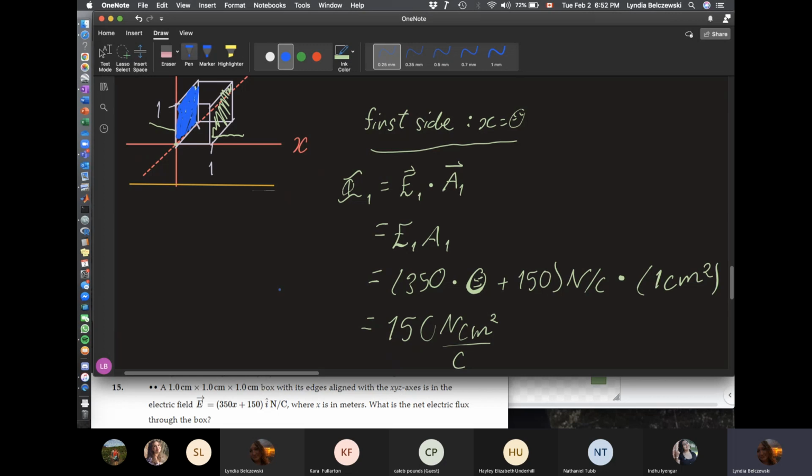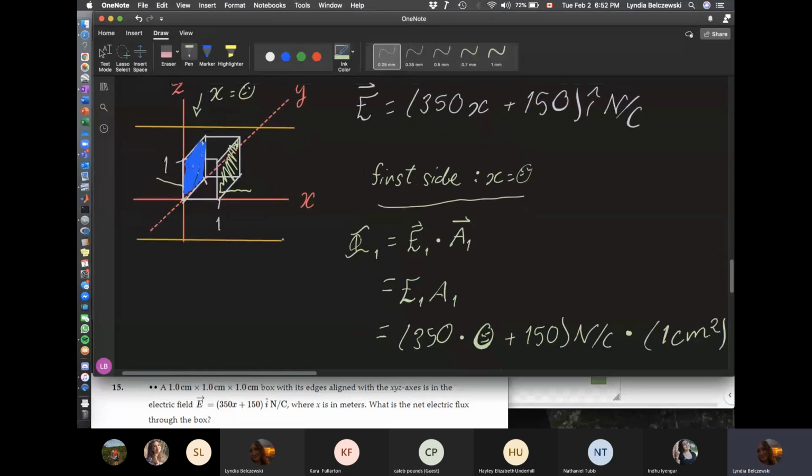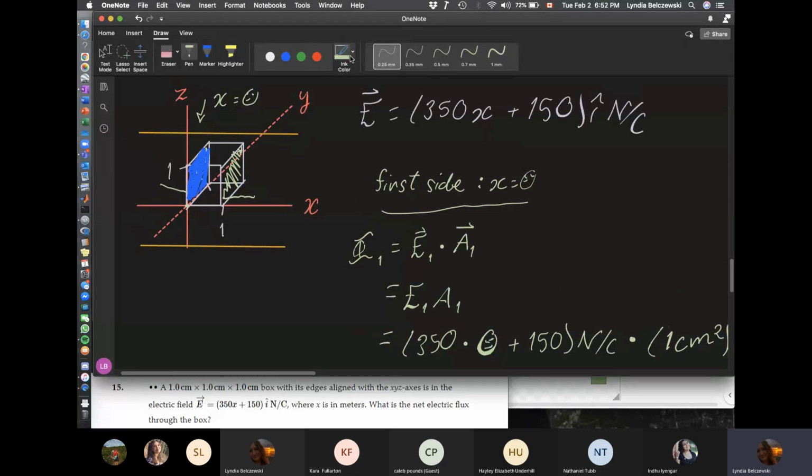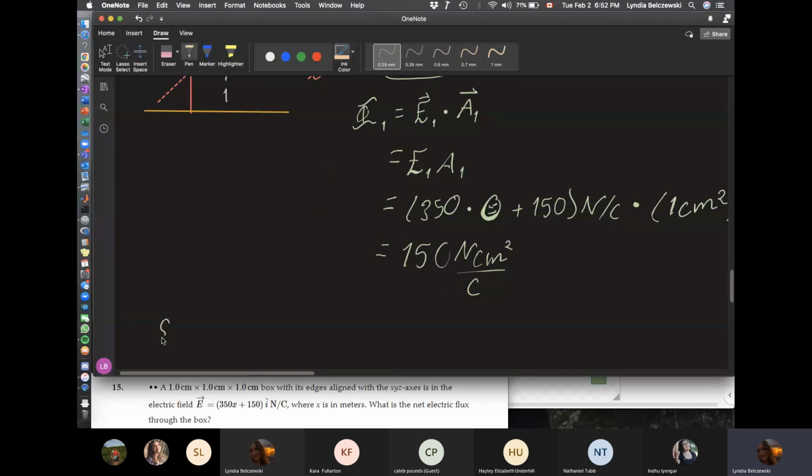Okay, perfect. We'll do the second side, and then I'll check if there's any questions, and then that'll probably wrap it up for today. So that was the flux through the first side. Now we'll do the flux through the second side. Can someone let me know in the chat what should be the value of x for this second side? Perfect. Yeah, x is equal to 1 centimeter. Absolutely.